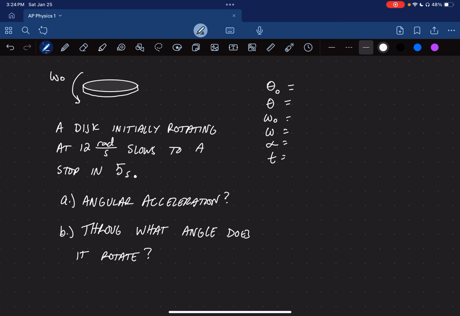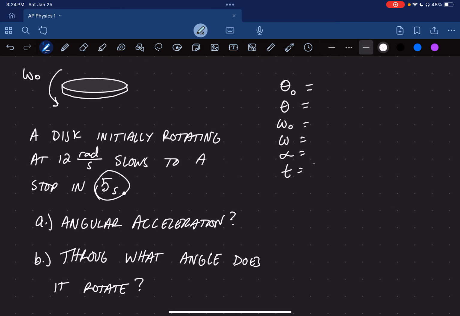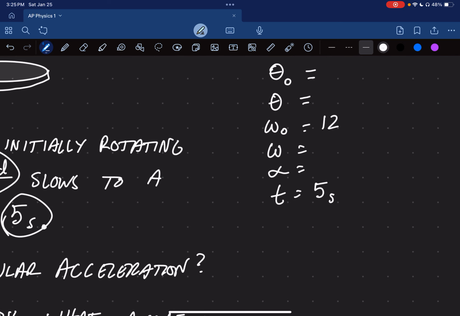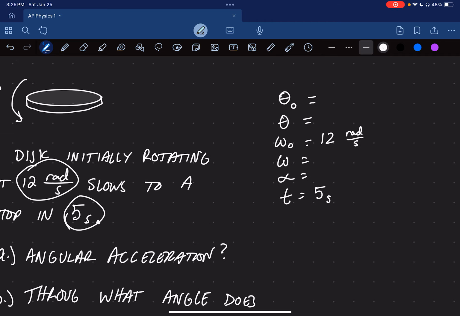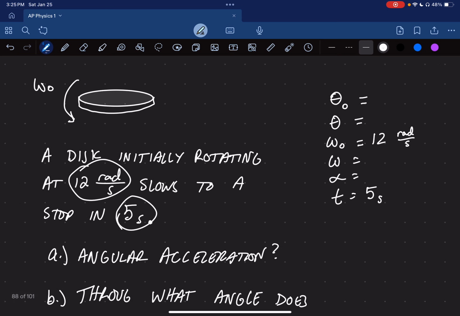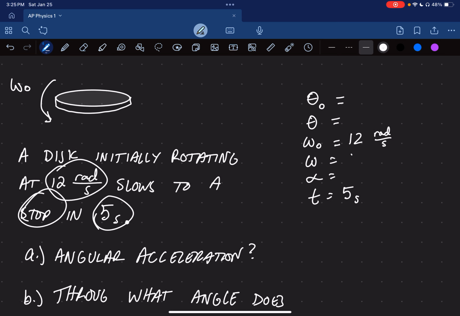So we know 5 seconds. We know the initial rotating speed is 12 radians per second. I had a really good question in class. Do you have to write rad over s? Yes, you do. Don't do this. That was a good question. And of course, it comes to a stop. The final angular speed is 0.